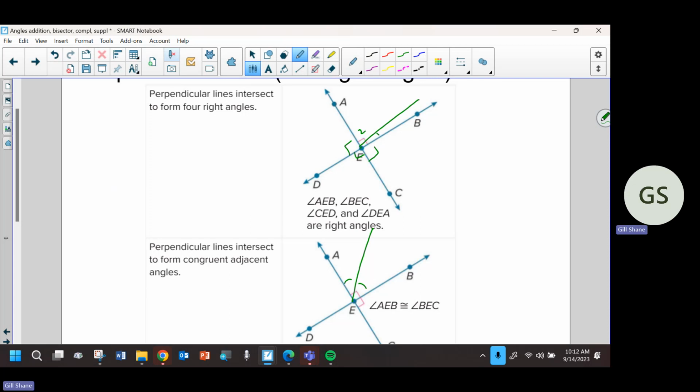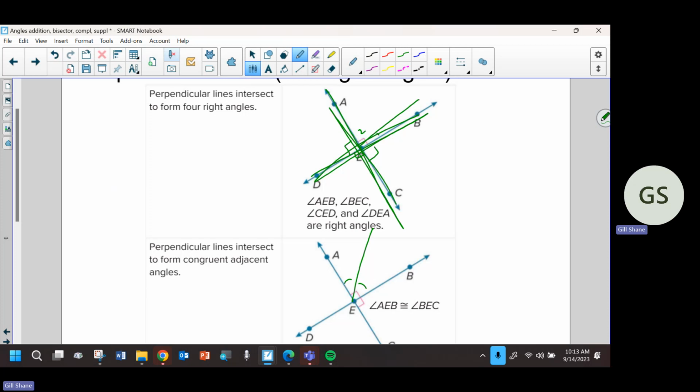Again, we know angle 1 and angle 2 are complementary because they're perpendicular lines. Because these are perpendicular, they form a right angle. If we then split one of those angles, they add up to 90, and that was the complementary definition. Two angles that add up to 90 are complementary.